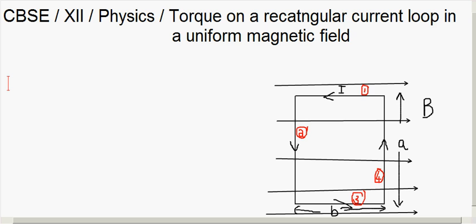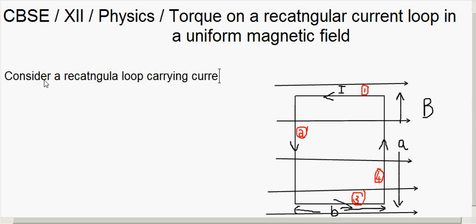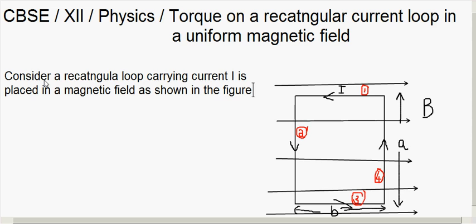Consider a rectangular loop carrying current I placed in a magnetic field as shown in the figure. Now here we have placed the loop in such a way that the plane of the loop is along the direction of the magnetic field, or B is in the plane of the loop.